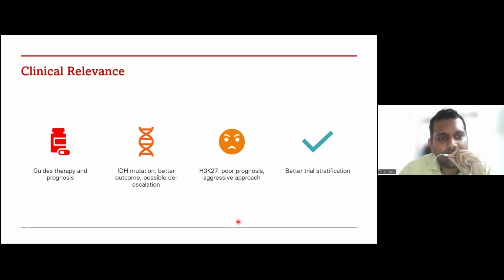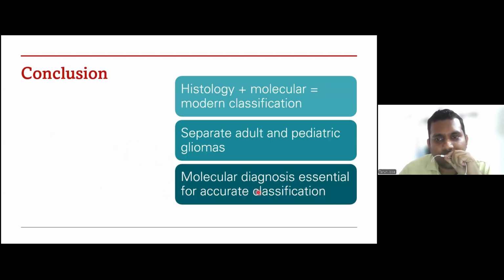So, what is the clinical relevance? It guides the therapy and prognosis better. The patients will also be informed about a more accurate prognosis. And according to the molecular classifications, there are targeted therapies now available. IDH mutation shows a better outcome, and sometimes we can look for de-escalation or alternate regimens. H3K27 is a poor prognosis and requires an aggressive approach, and this also helps in better stratification of trials in the future.